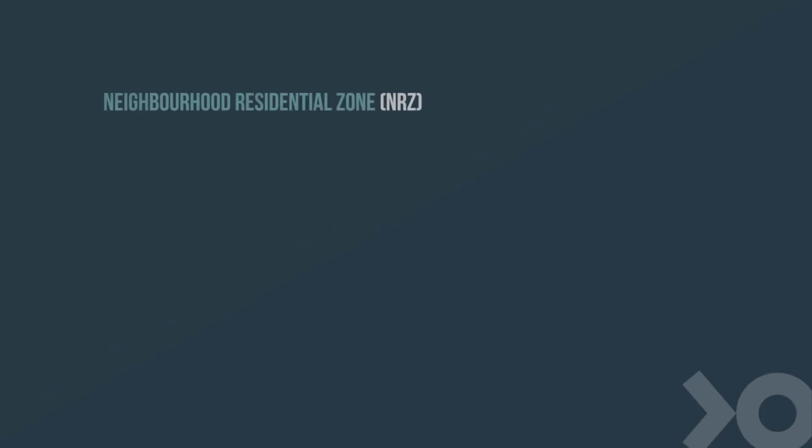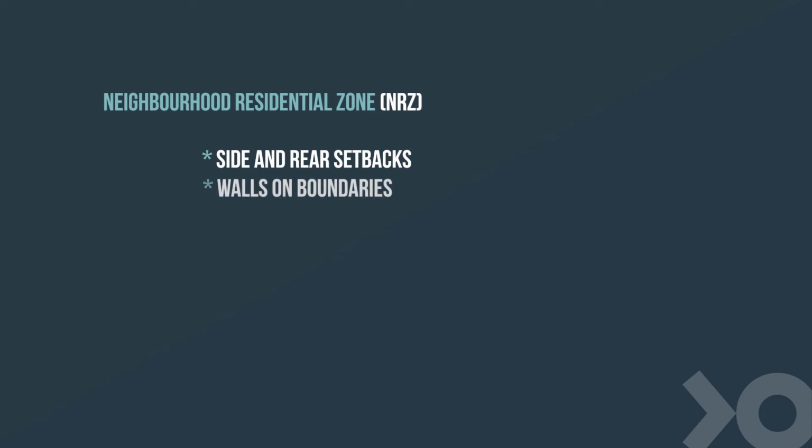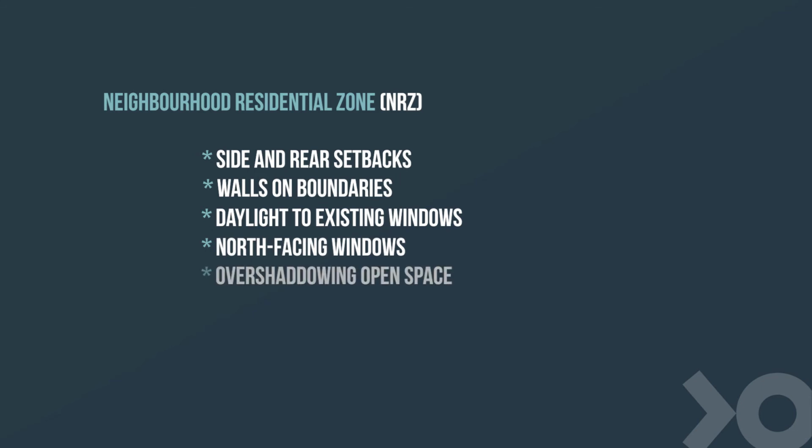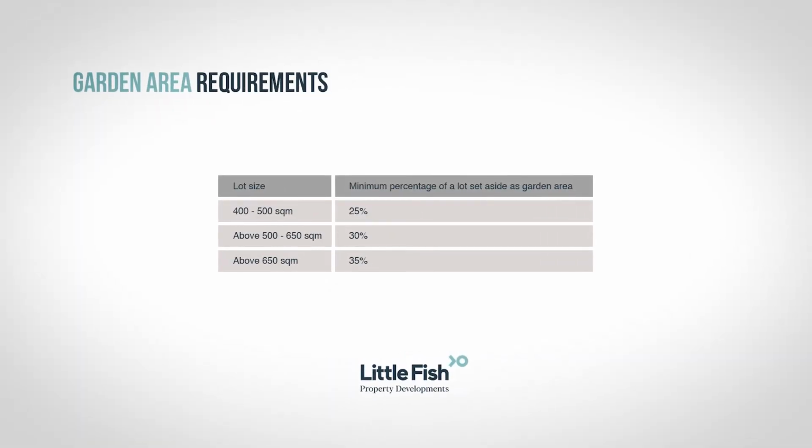Again, a permit is required to subdivide your land and construct 2 or more dwellings on a lot within NRZ. Some of the things you'll need to consider in this zone, which are very similar to GRZ, include the side and rear setbacks, walls on boundaries, daylight to existing windows, north-facing windows, shadowing open space, and overlooking. You'll also need to abide by the same minimum garden area requirements as the General Residential Zone.